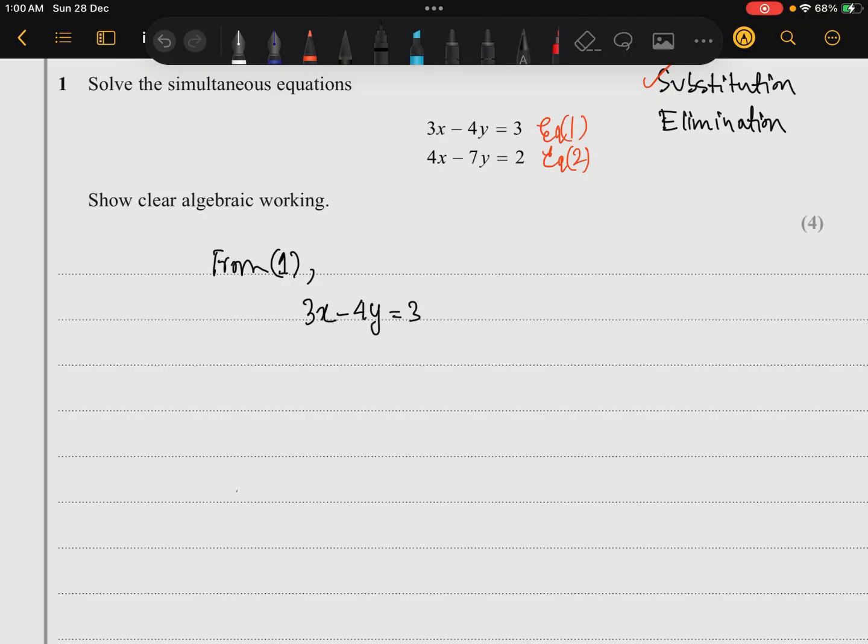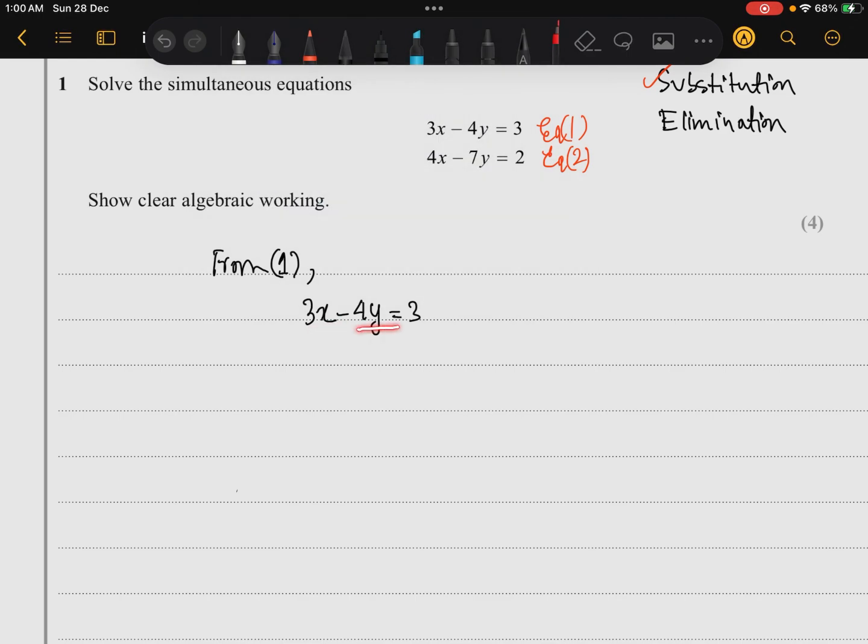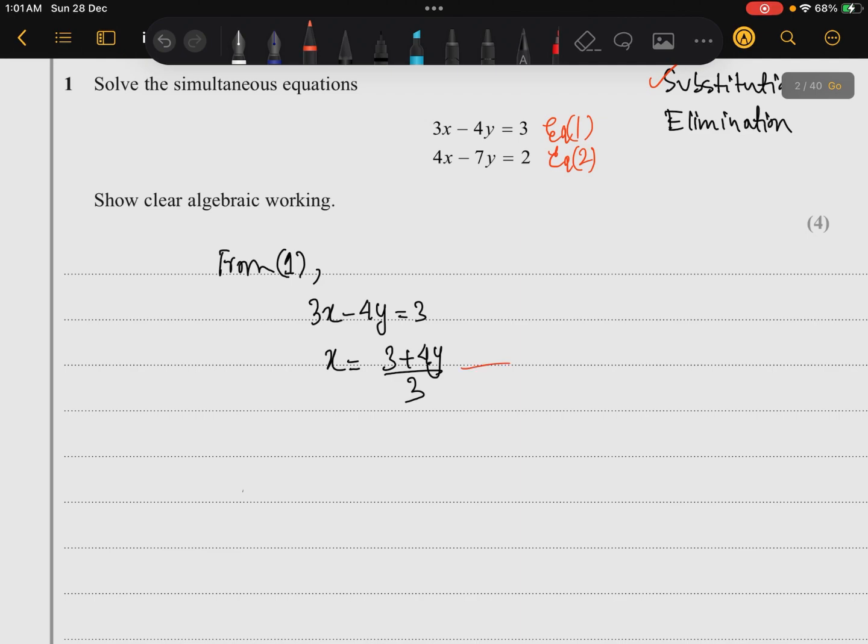Now you have to decide whether you want to make the equation out of x or out of y. For example, I want to make the equation out of x. So I'm going to make x the variable. In order to make x the variable, I have to make x the subject of the equation and basically transfer all these to the right, even 3. So 3 plus 4y divided by 3. This is what we form, and this is the variable x is equals to 3 plus 4y by 3. All right, now this is our equation number 3.